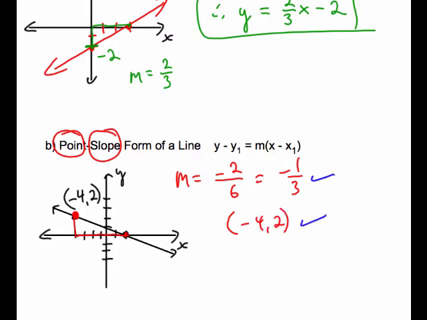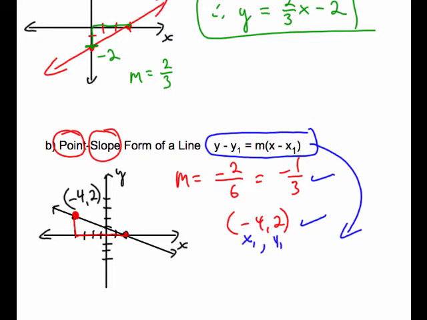And so since I know a slope and a point, I can use the point-slope form of the line, which is basically just the slope formula rearranged, to calculate the equation of a line. Remember that x1 and y1 are the specific point that I know, x1, y1, and so I'm just going to substitute into here: y minus 2 equals -1/3 times x minus -4.